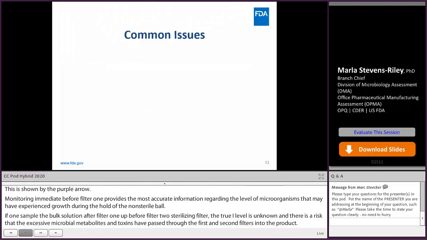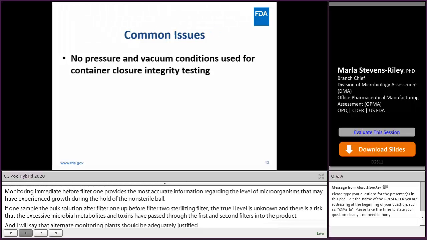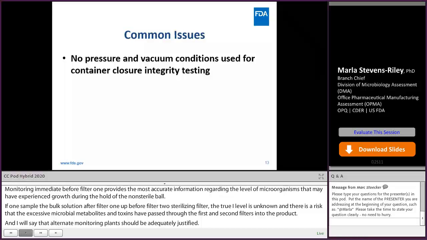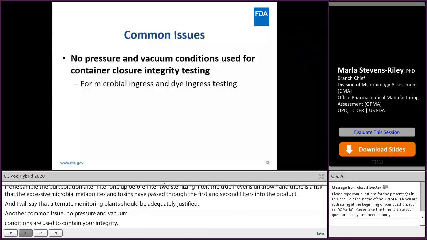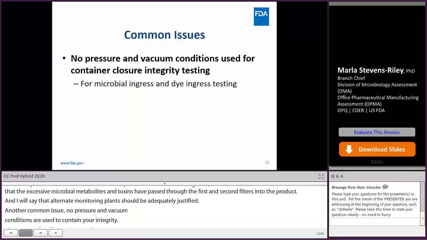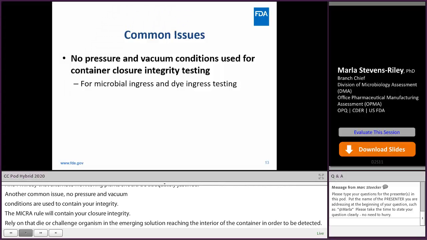Another common issue: no pressure and vacuum conditions are used for container closure integrity. The microbial and dye ingress tests for container closure integrity rely on the dye or the challenge organism in the external solution reaching the interior of the container in order to be detected. When the dye or challenge organisms encounter a breach in the container or closure, they must pass through the tortuous path of the breach to reach the interior of the container.